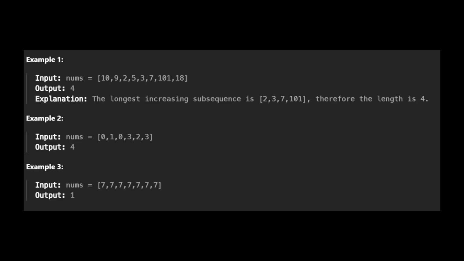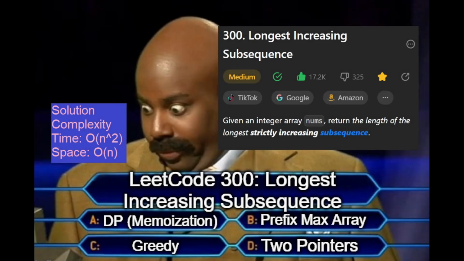So, let's take a look at the possible methods we can use to solve this problem. We have A, dp plus memoization, B, prefix max array, C, greedy, or D, 2 pointers. I'm going to pause for a couple of seconds while you think about your choice. So, for those of you who were able to get this, congratulations! And for those of you who just want to see the code, the answer here is A, dp plus memoization.